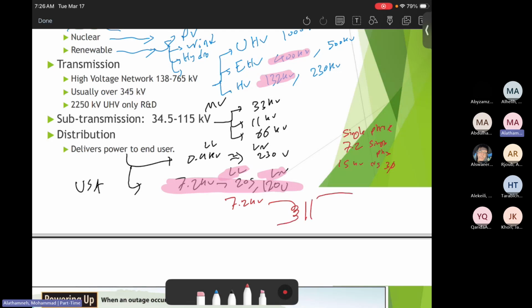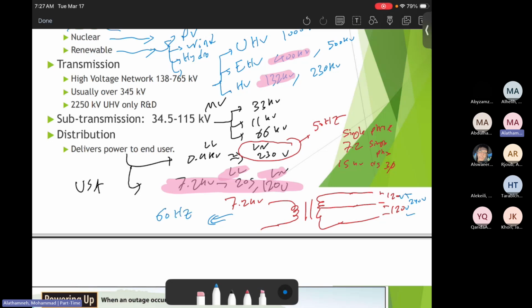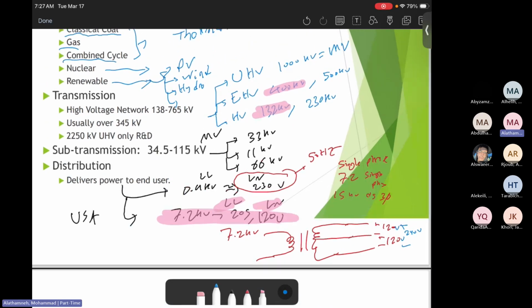And there is a center tap transformer where from here to here is 120, and from here to here is 120, then the sum is 240 volts. That's the distribution transformer in the United States. However, in Jordan and other parts of the world, we are using 230 volts. That's our system, and we are based on 50 hertz, while in the US it is 60 hertz. Okay, so let's keep going.